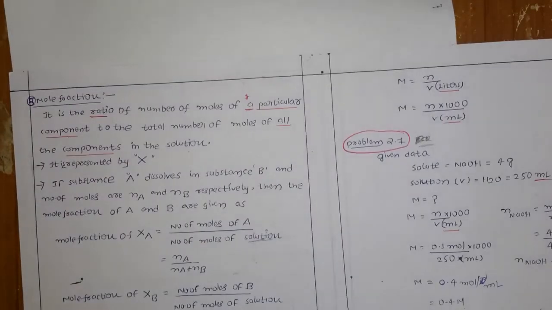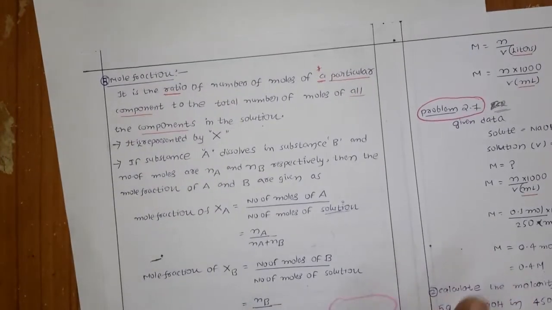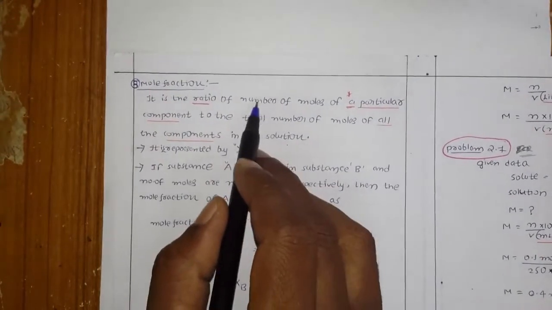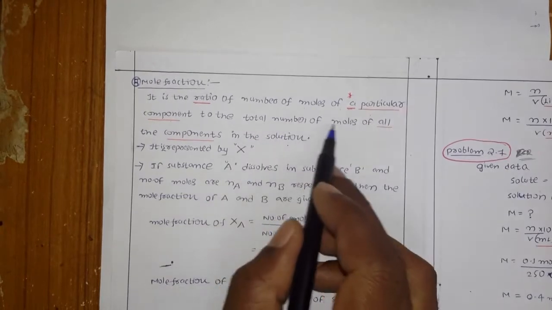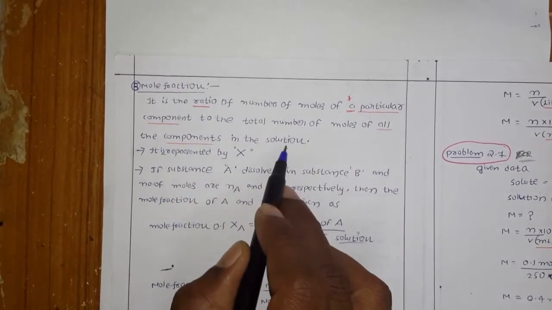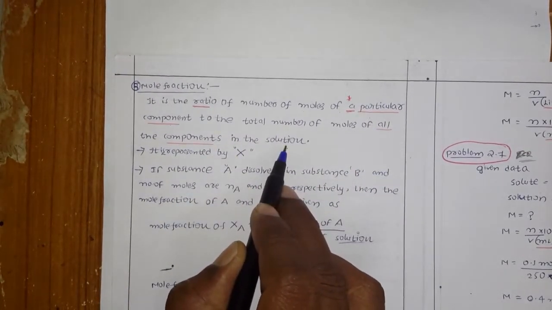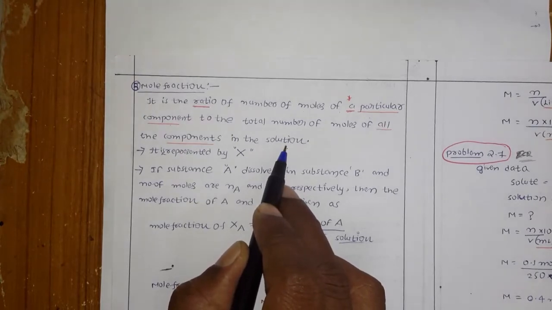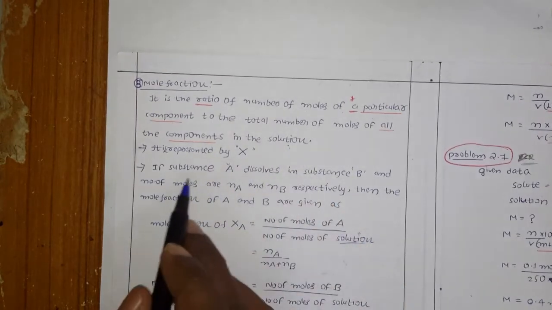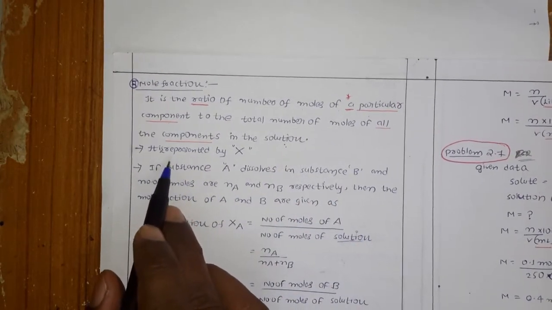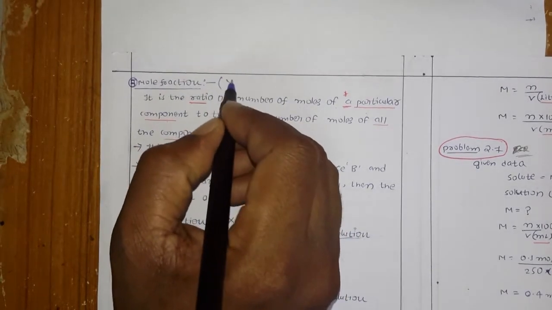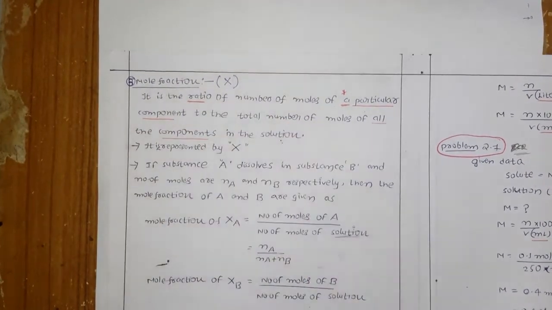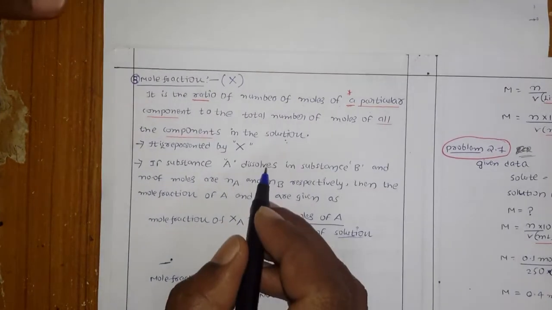Similarly, here also, the mole fraction is the ratio of the number of moles of a particular component to the total number of moles of all components in the solution. You know that a solution contains more than one component. It is expressed by the capital X. It is not a small x, it is a capital X.